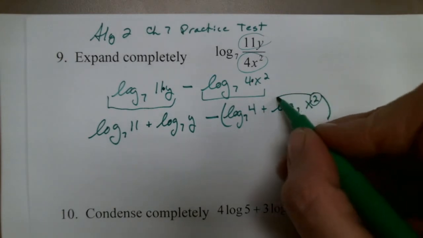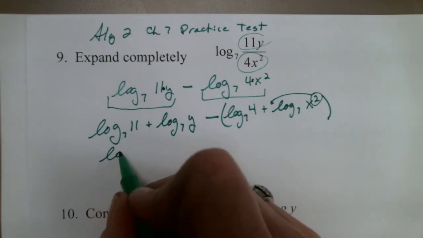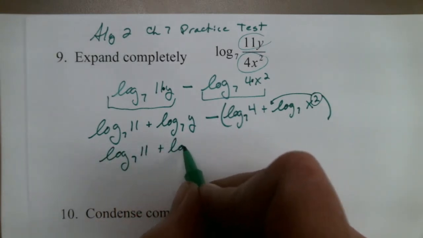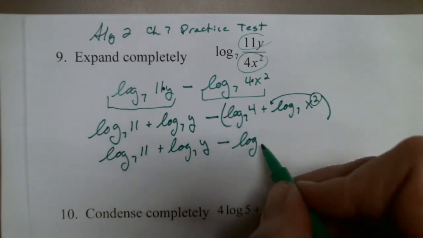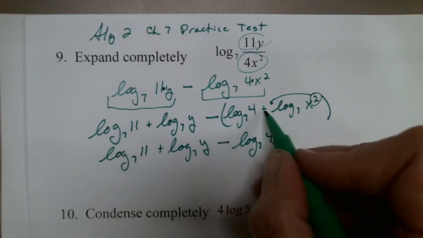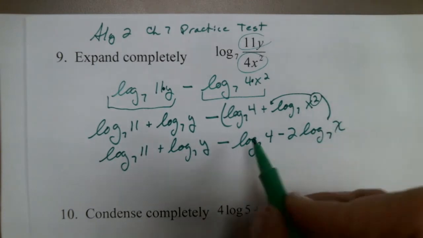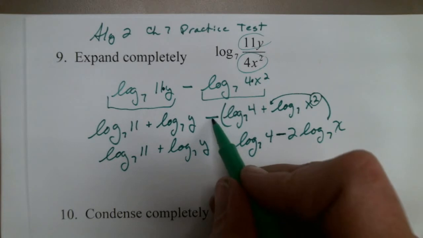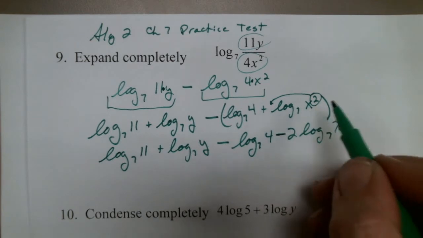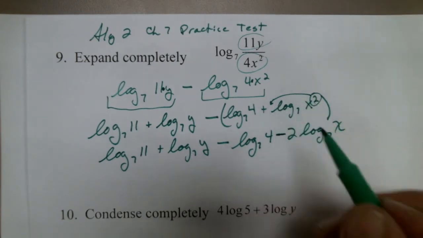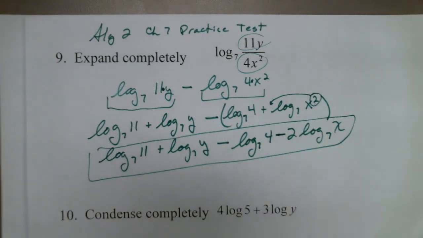Use the power rule to take the exponent in front of that log and then distribute the negative. So log base 7 of 11 plus log base 7 of y. I'm going to distribute the negative this time, so minus log base 7 of 4, and this minus 2 log base 7 of x. So two things happen in that step. I distributed the negative, so negative log base 7 of 4 minus log base 7 of x squared, and the exponent on the x squared comes out and becomes a coefficient of the log term. Now that is completely simplified.